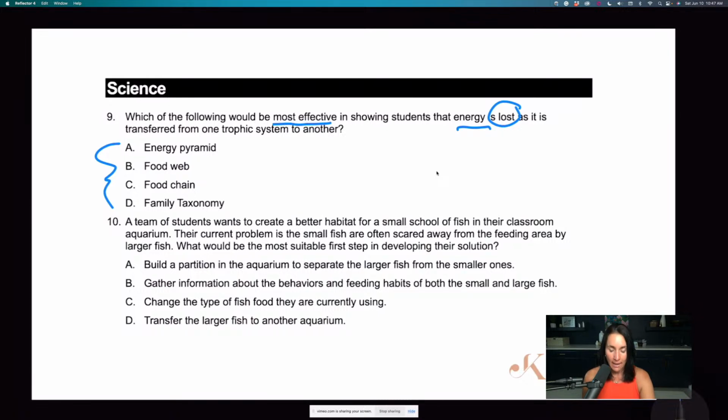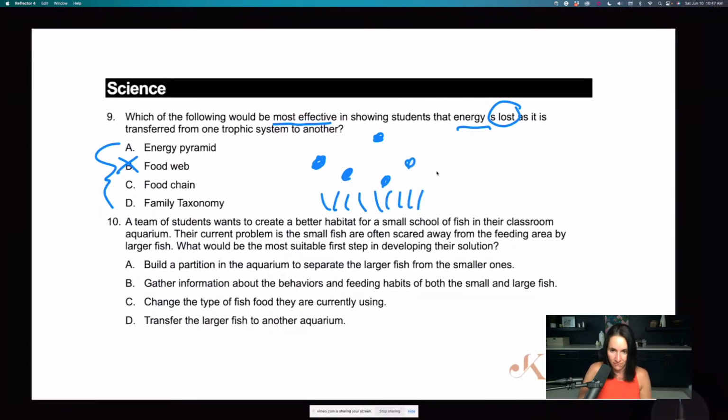Well, right away, I could probably cross off B because a food web doesn't have levels. We're talking about one system to another in terms of levels. And a food web doesn't do that. A food web has got, I can't draw it, but I'm just going to put little dots as animals here. Just pretend. And you got the grass here.